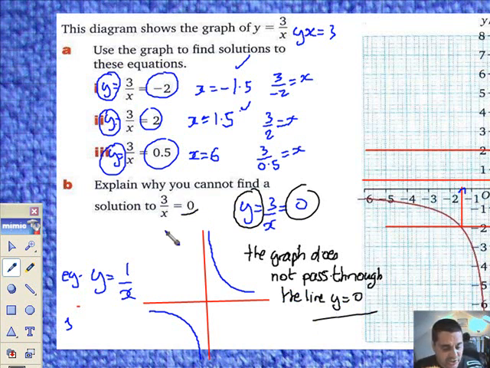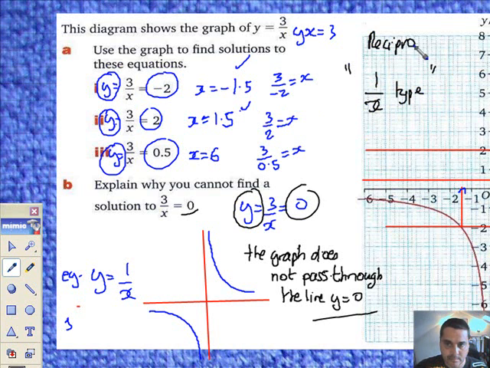Alright, so that's an introduction to the reciprocal functions, or the 1 over x type graph. Let's just write it there. These are 1 over x type graphs, alright? Reciprocal graphs. Just write the word reciprocal there. Reciprocal functions. Let's write the word here, functions or graphs. There you go, beautifully done.